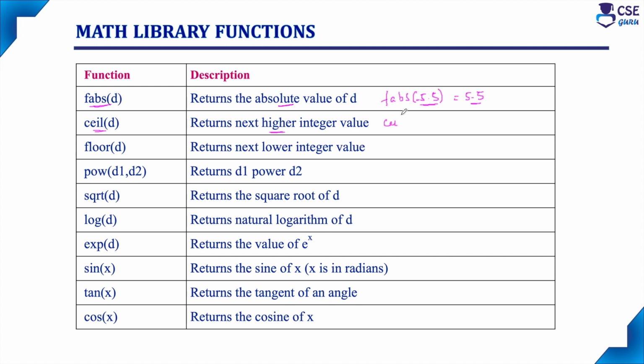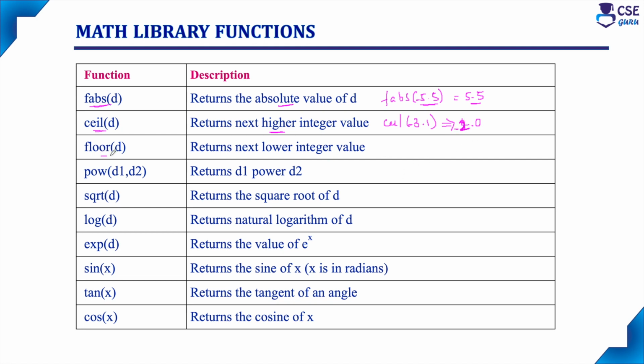For example, ceil of 3.1, the next higher integer value, will return 4.0. Suppose it is a negative value, minus 3.1, the next higher integer value for minus 3.1 is minus 2. It will take minus 2.